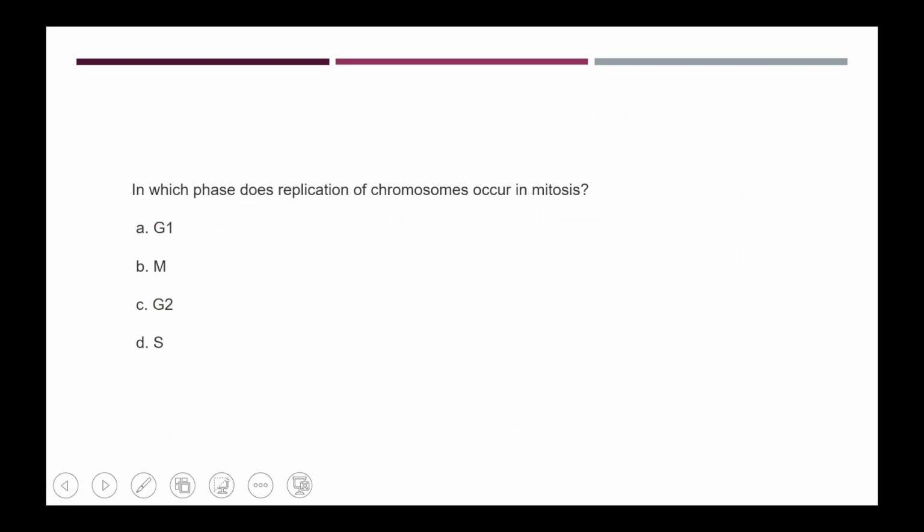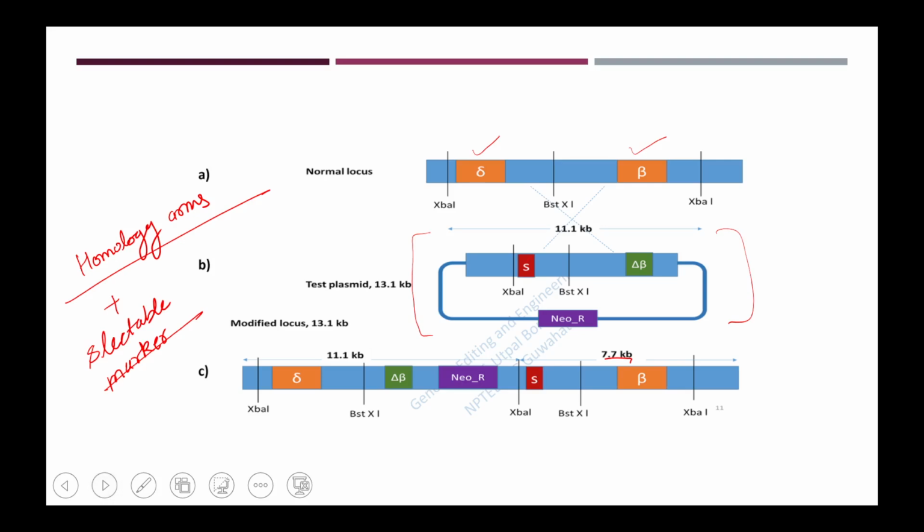And here also a similar thing has been done. So you can see here, it is a single crossover. This is the normal locus. These are the two particular genes. These are the homology arms. A single crossover has taken place, and then you can see, because the homology arm was after the delta beta gene, this will remain intact. You can see this is intact.